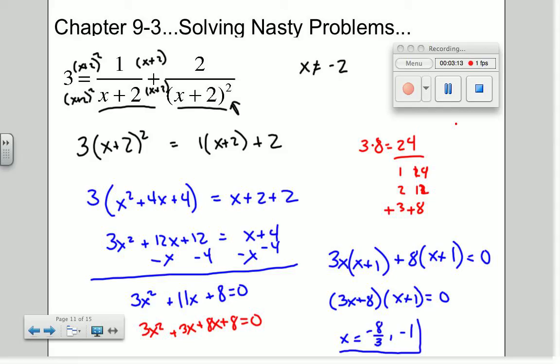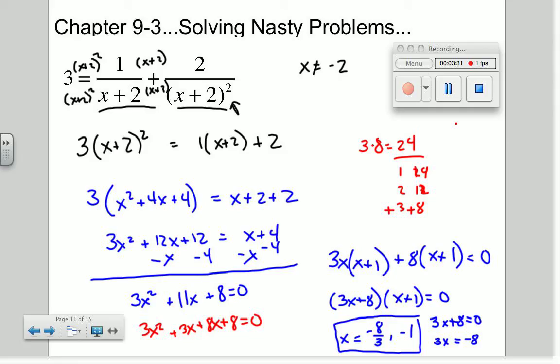All right, so there we go. How did I get -8/3, you ask? 3x plus 8 equals 0. Solve for x. Subtract 8, we've got 3x equals -8. Divide by 3, we get x equals -8/3.